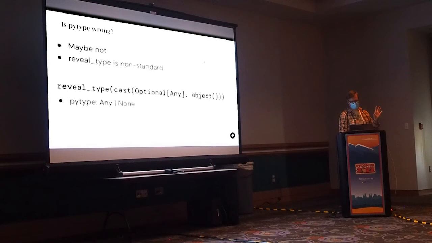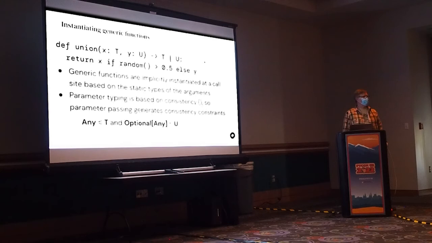So what is really going on is I pulled a fast one when I gave this function union that was a generic function that took two arguments and claimed that it would return the union. It doesn't necessarily actually return the union. So the way generic functions work is that at a call site, they're implicitly instantiated. We choose types for the type variables T and U based on the static types of the arguments. So the static types of the arguments will generate constraints on T and U. We'll do some sort of constraint solving to find out what the solution to these constraints are. And that'll be the answer. Parameter passing was based on consistency, I claimed. And so the constraints that we generate must be consistency constraints. So what we really need is that Any is consistent with T, and Optional[Any] is consistent with U.